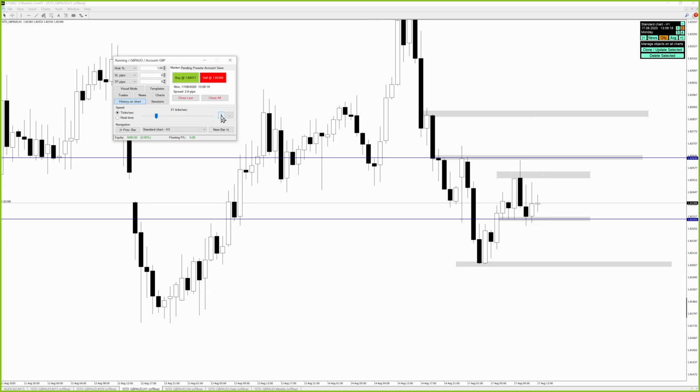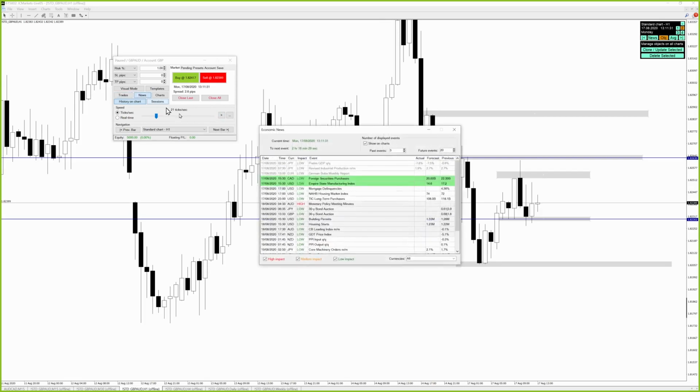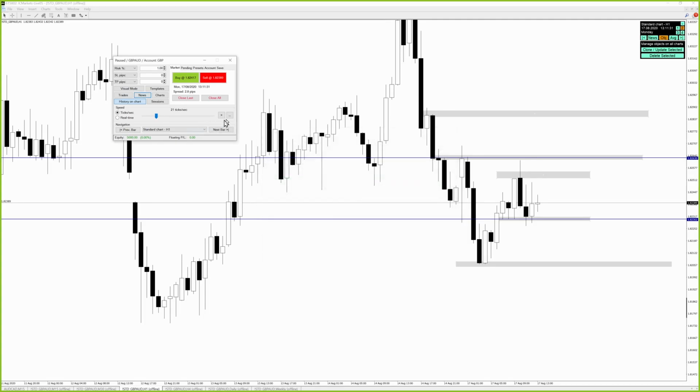The 15-minute candle is about to close. Right now price is ranging. We don't know whether price is going to go up or price is going to go down. We don't know that. Let's take a look at the news over here at the same time. There's no news, absolutely no news. We have some AUD news later on during the Asian session, but that's about it.